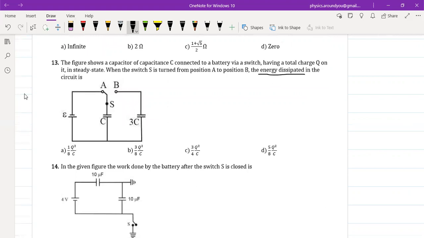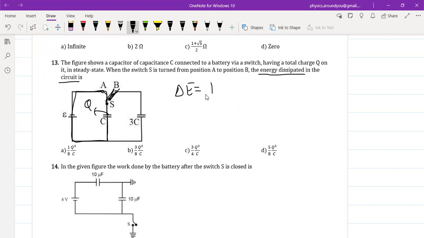Energy dissipated in the circuit is, right? You see, initially this part is dead because the switch is active, so only this part we should consider. Initial charge given is Q. How do I find the energy dissipated when the switch is put to B? We have a formula for that.